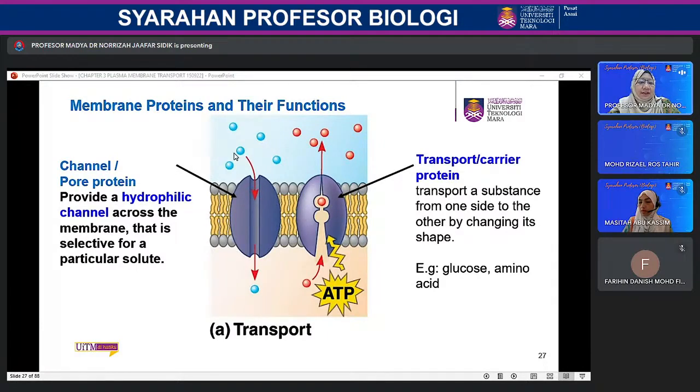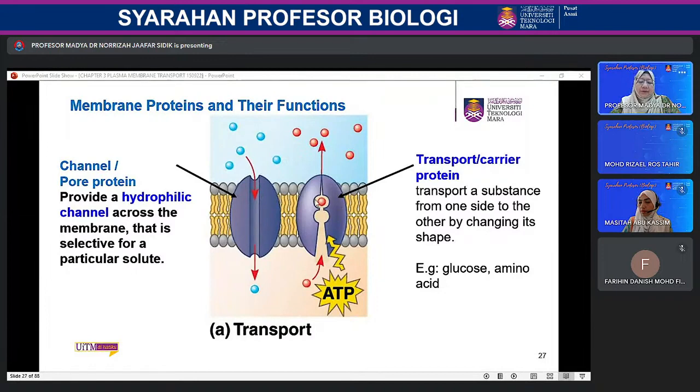the protein provides a hydrophilic channel, so the particular solute can just cross the membrane. Whereas for this one, it needs ATP. It requires energy to change shape and actively move molecules and other substances across the cell membranes. The substance can be glucose or amino acids.